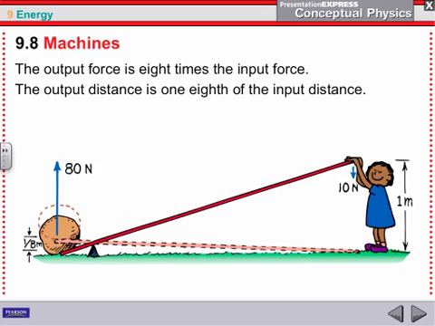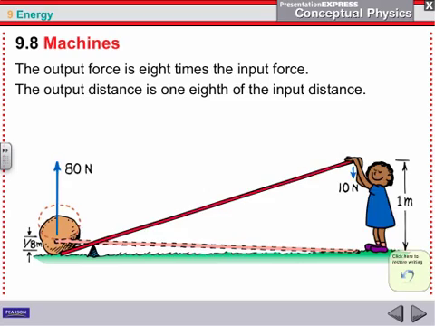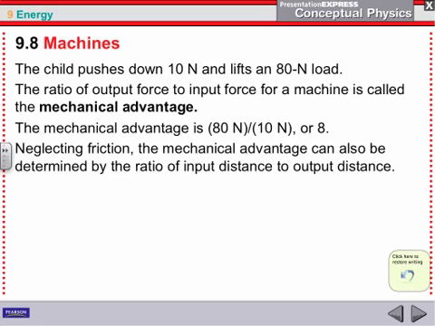Think about a teeter-totter. If you're the small person, you always sit farther away from the fulcrum. You can balance the heavy person down here because your force is multiplied. However, the amount of work done on both sides is still the same.